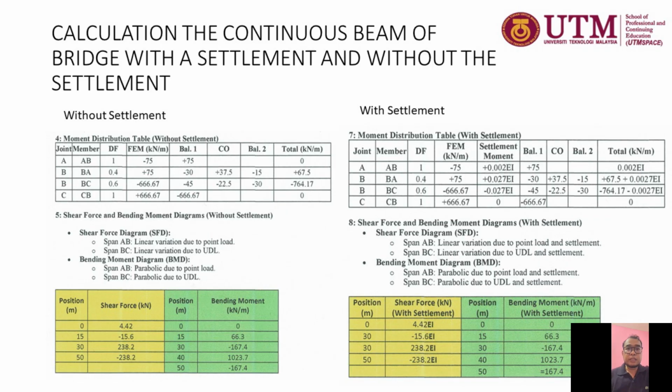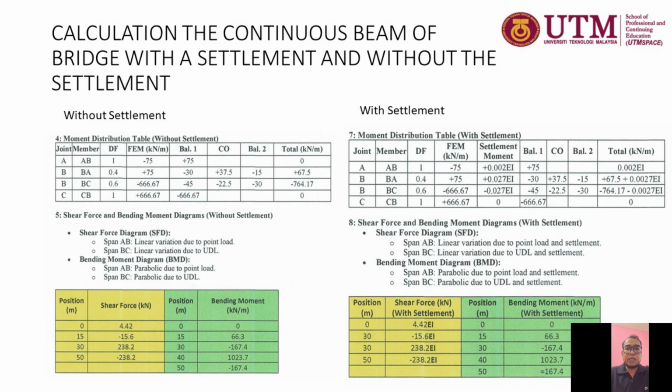First step in this calculation is to find the distribution factor for every member. That means members AB, BC and CB. For support A is member AB, and for support B, we know that the span has two members, that is member BA and BC, and the last support is C, and we call that member CB.